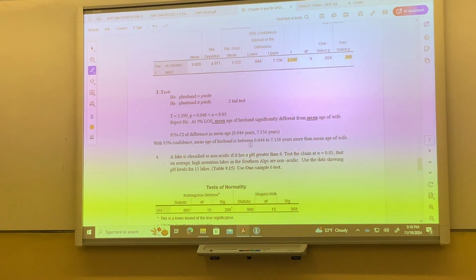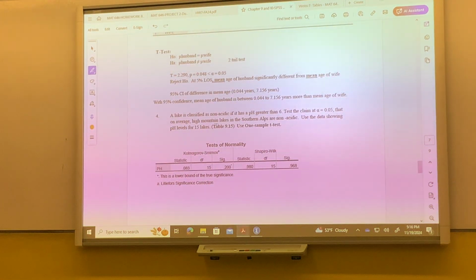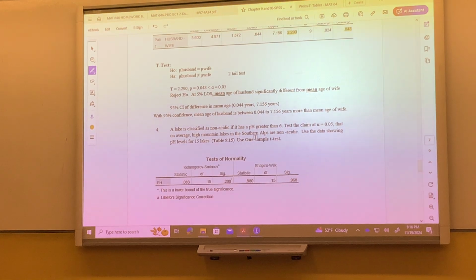Okay. Finally, a lake is classified as non-acidic if it has a pH greater than 6. Test the claim at alpha equal to 0.05, that on average, high mountain lakes are not acidic. So this is just a single sample t-test. Your data is nothing but pH values, and you have 15 such lakes, so 15 different pH values in your data set. So you're going to use a one sample t-test.